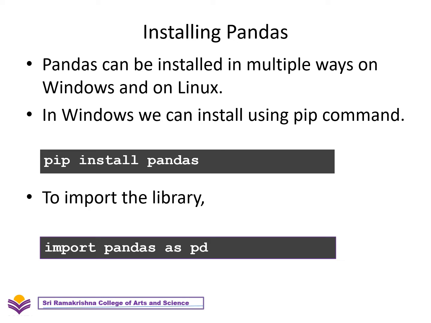And once installed, to use the pandas library, we have to import the pandas library into our program. So the statement import pandas as pd has to be present in your program. This pd is nothing but an alias name. It's optional. We have specified it here just to help write less code in our program. So to use the pandas library in your program, you have to use the import pandas statement.